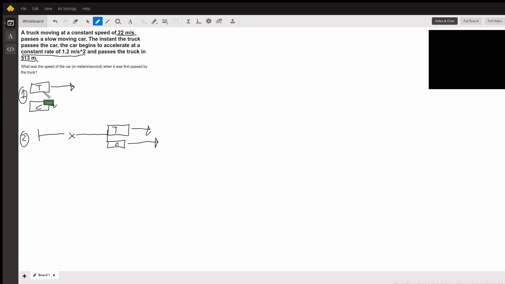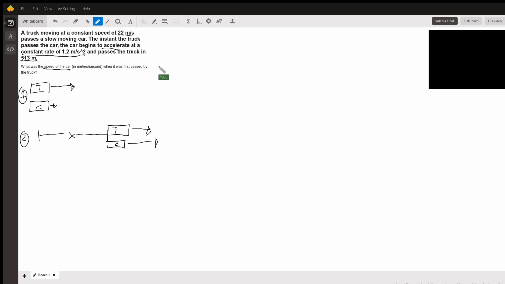So here I have two pictures of the two different moments in time. One is where we have the fast-moving truck passing the slow-moving car, and then in the second picture, after traveling some distance, we have the truck now being passed by the car. Right? So we're interested in finding out the initial speed of the car. And so what we want is something that can relate. We need an equation that has acceleration, distance, and speed.